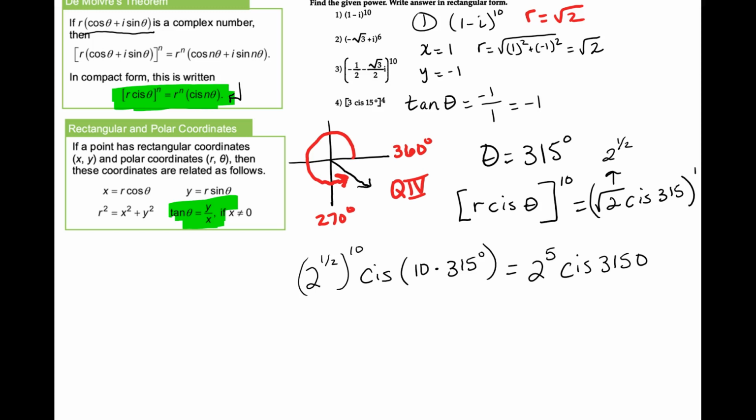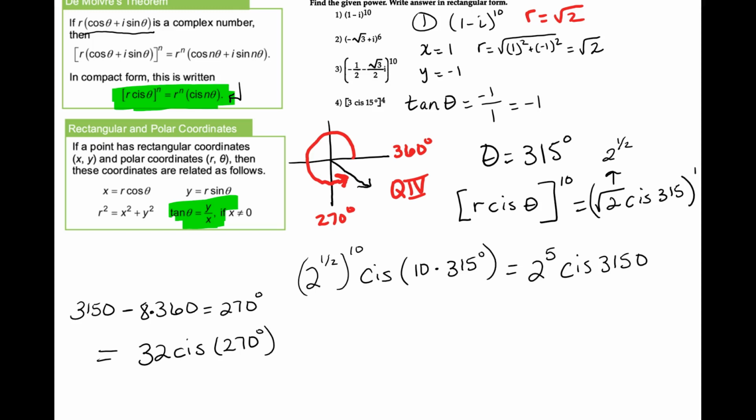Then what we need to do, if you recall, is find a coterminal angle for 3150. You're going to subtract 360, but how many times? Well, in this case, for the smallest positive coterminal angle, you'd have to subtract 360 eight times to get 270 degrees. So what we're going to find is that we are actually working with 2 to the 5th power, which is 32, cis of 270. Okay, 32 cis of 270.